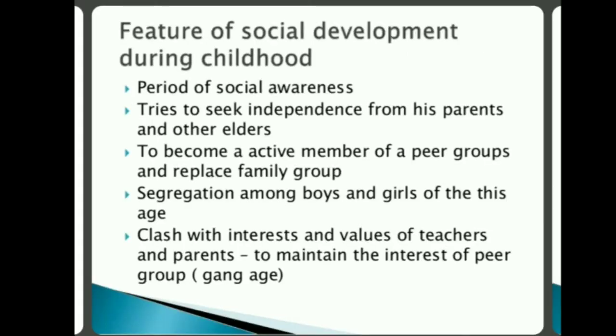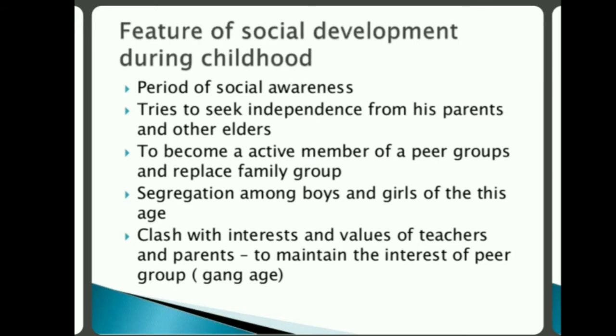So we have summarized here the features of social development during childhood. During childhood there is social awareness. From childhood the social development starts: the child tries to seek independence from his parents and other elders, to become an active member of a peer group or replace the family group. So now he goes outside the family. Now he goes outside and forms friends, peers, and behaves as a member of his peer group.